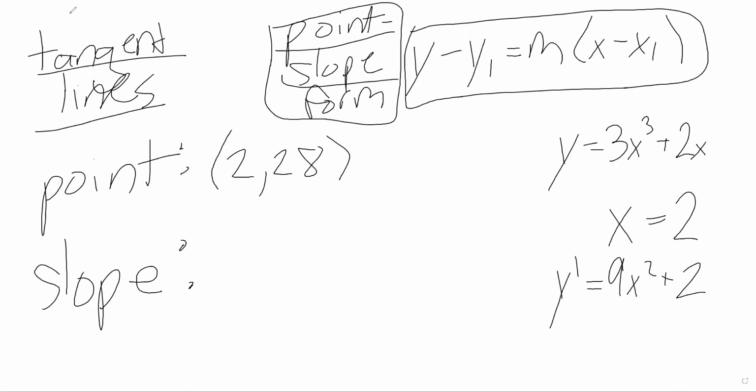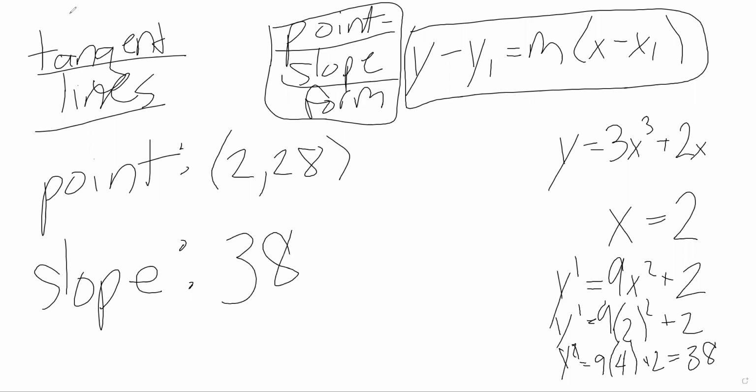That's our derivative. Then all we have to do is plug x equals 2 into the derivative. So y prime equals 9 times 2 squared plus 2. y prime equals 9 times 4 plus 2. 36 plus 2 equals 38. Pretty sure it's 38. So our slope here would be 38.